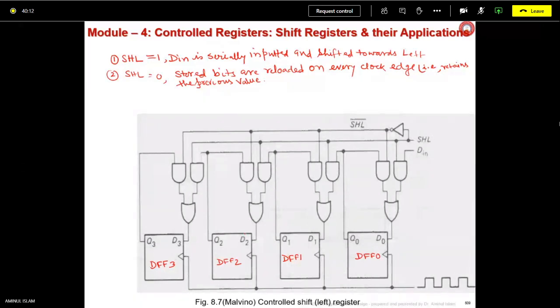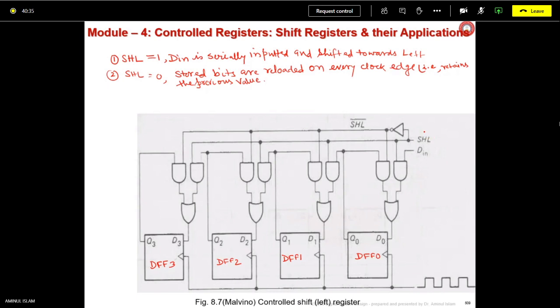Register, controlled shift left register. Control shift left. These are all required for your microprocessor. Remember that in future, so understand this seriously. Under some control only, shifting should occur, and that control will be supplied by the microprocessor.